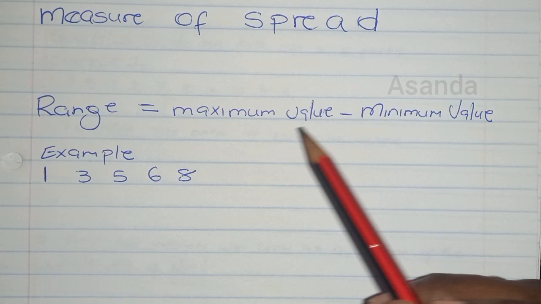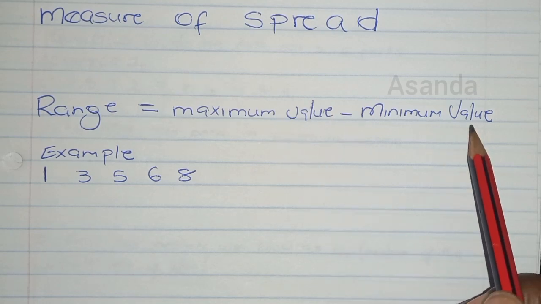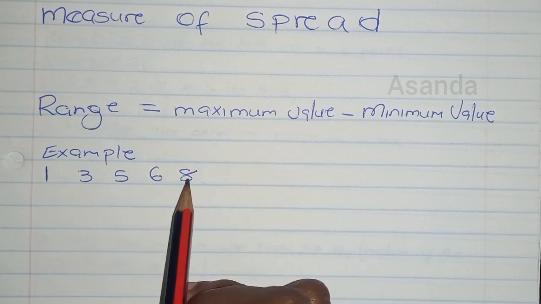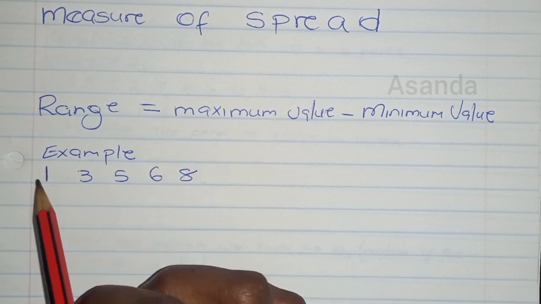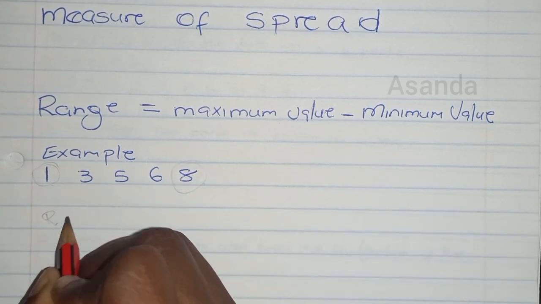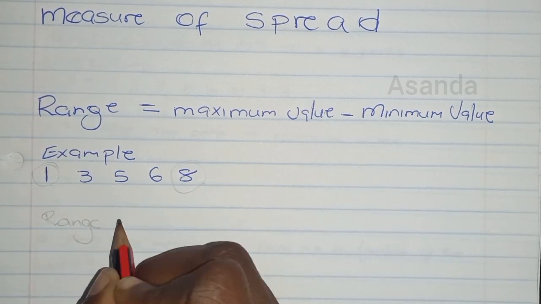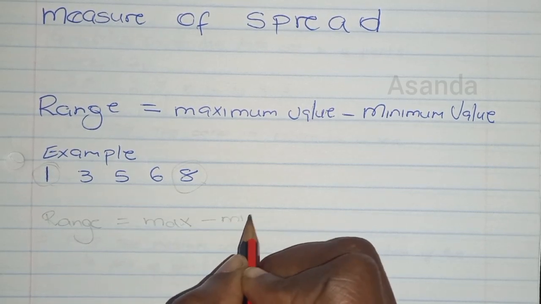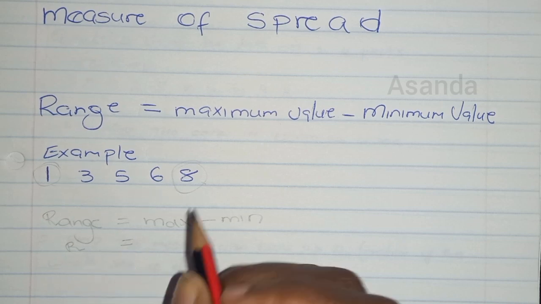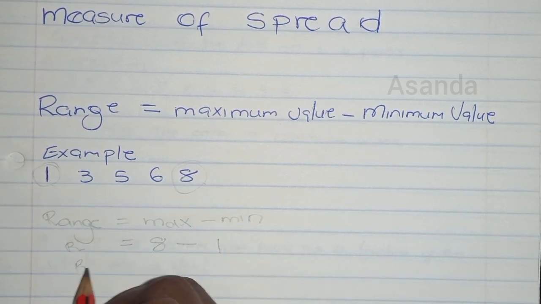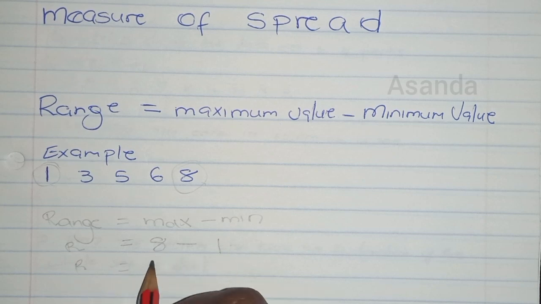Then we move on to the measure of spread, and using the range. So range is equal to maximum value minus minimum value, and if we look at this example here, you don't need to arrange, just find what is the minimum and what is the maximum. In this case, this is the minimum and this is the maximum. So we can calculate the range saying range is equal to maximum minus minimum. Always write the formula, and then range is equal to 8, the maximum, minus 1. Therefore, range is equal to 8 minus 1, which is 7, right?